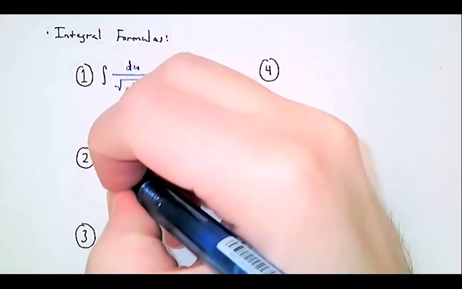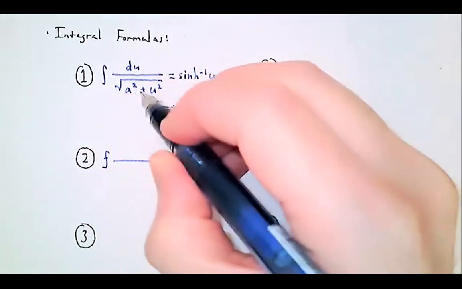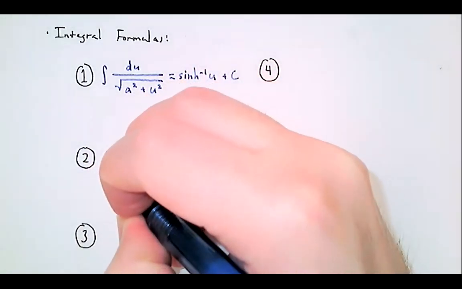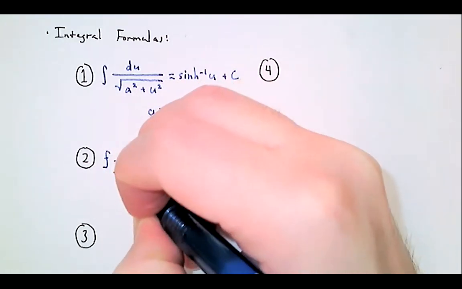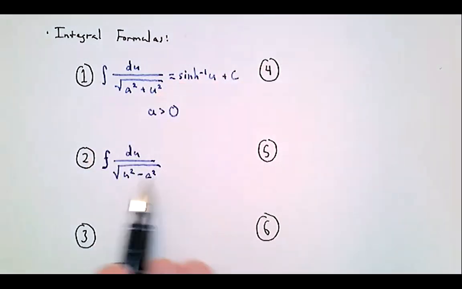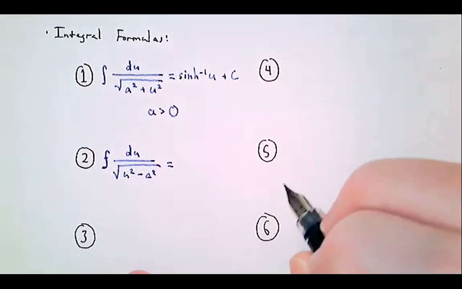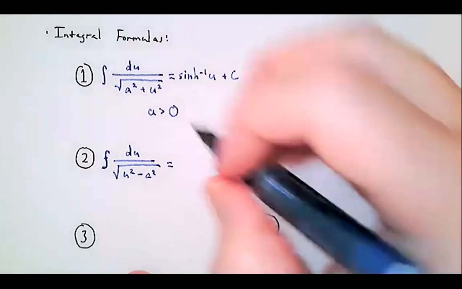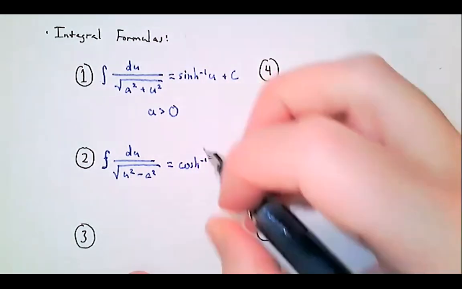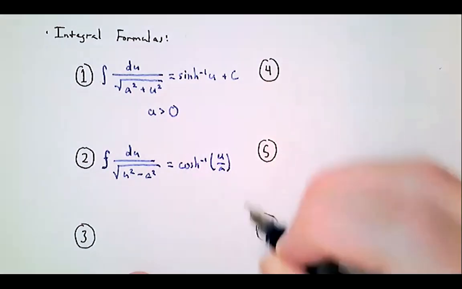And then the next rule, we're going to switch the order here and then put a minus sign in between. So we're going to get square root of u squared minus a squared, which again looks like the arc sine rule, but with some differences. And this one is inverse cosh, hyperbolic cosine, and we'll get a u over a on the inside plus c.